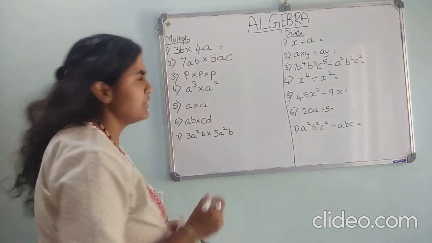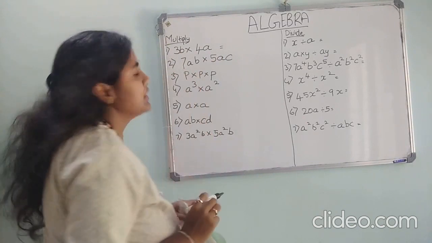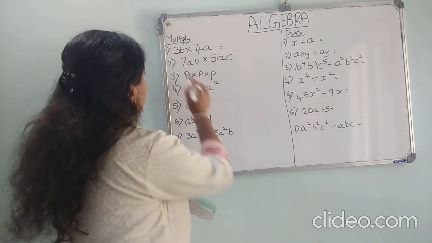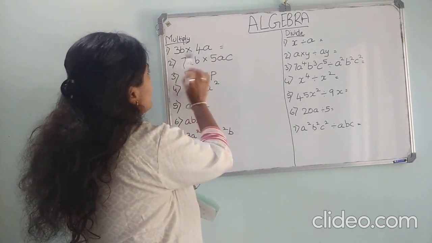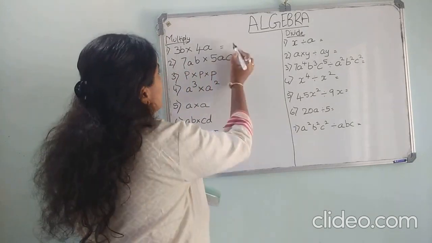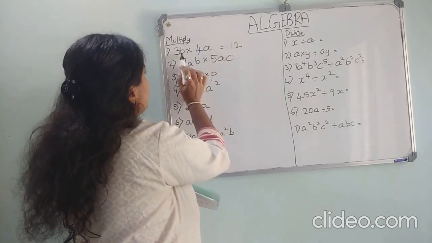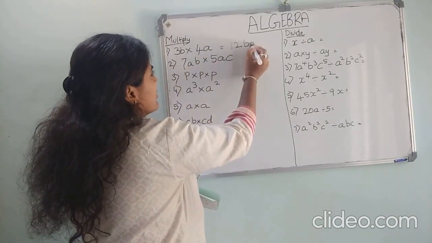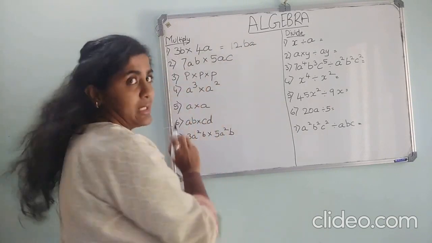Here we have 3b into 4a. So what we will do? First we will solve this: 3 into 4, that is 12. B and A, we will write as they are. Remember, we are doing multiplication.